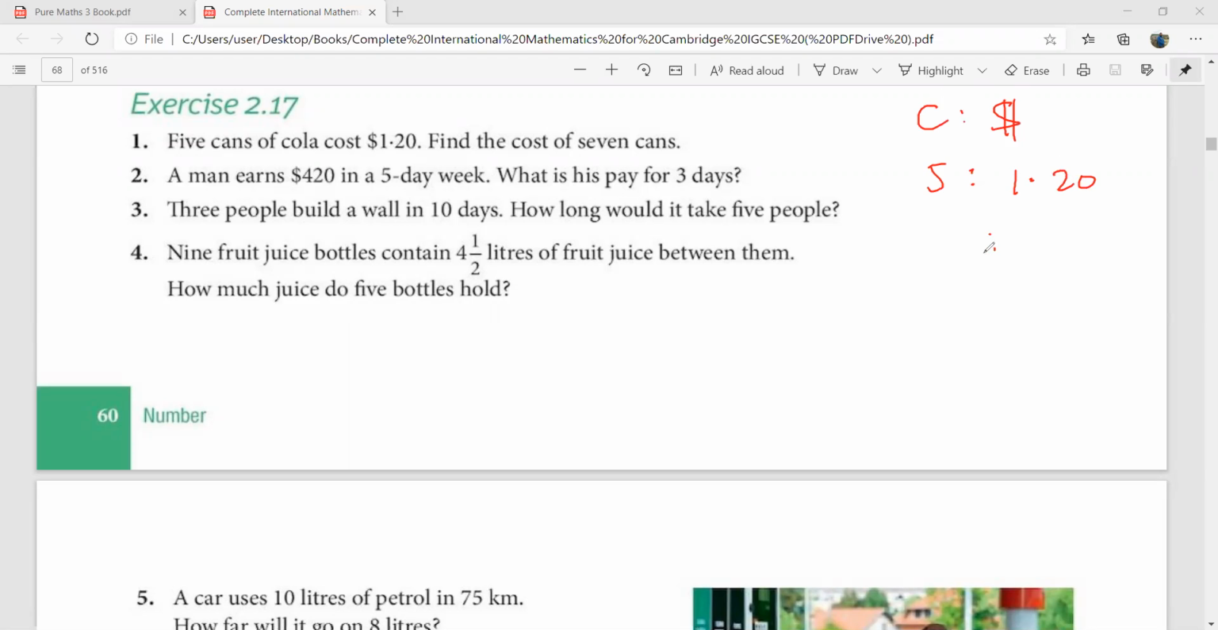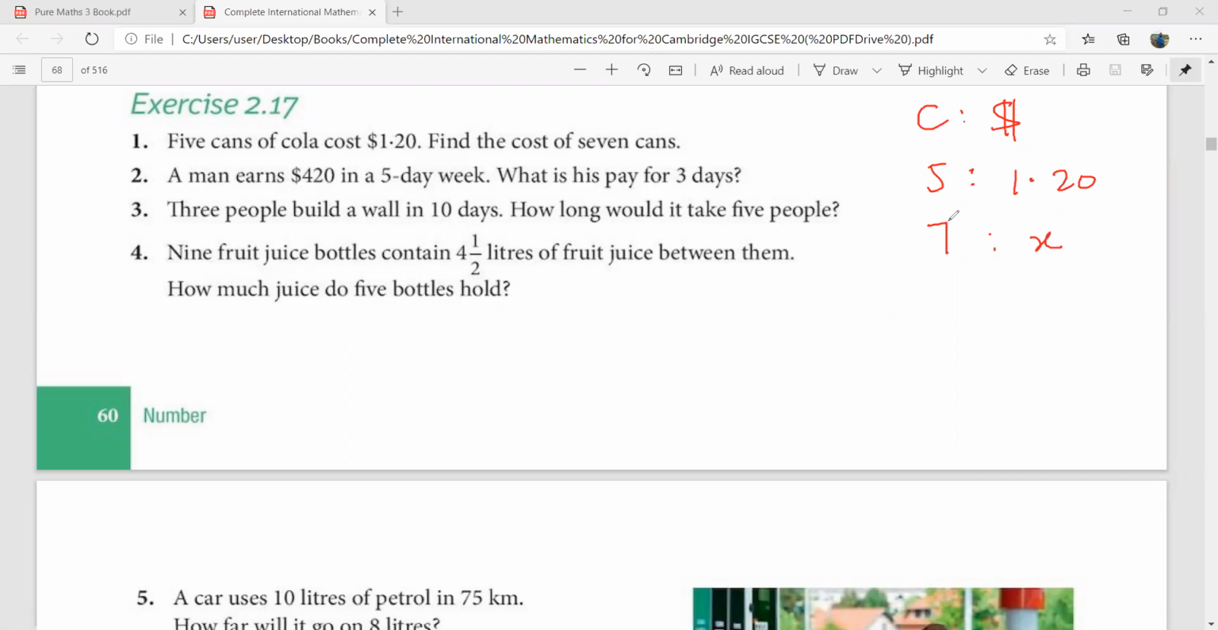Then it says find the cost. So I'll write X here. Sorry, it's saying find the cost, so I am just getting confused with the C. The C is for the cans, okay? So this is the cost here. And it says find the cost for 7 cans. So I'll be writing 7 cans here.